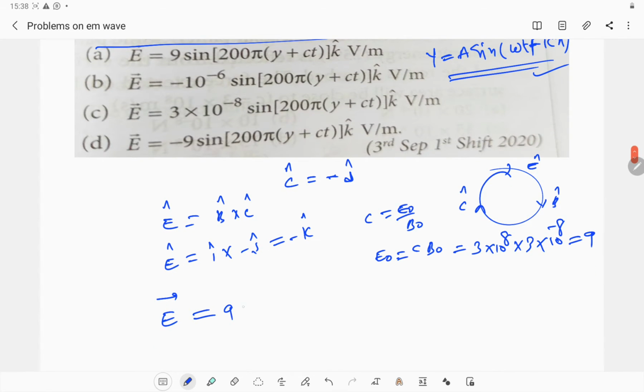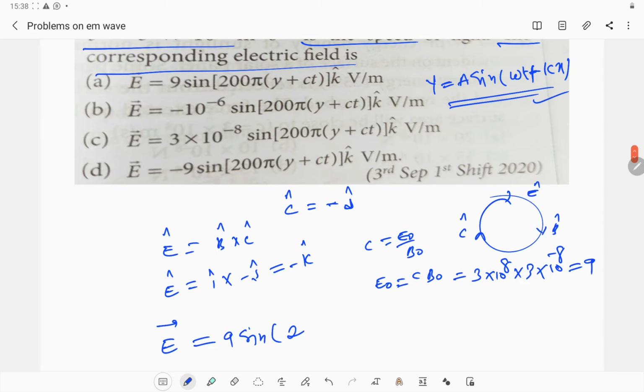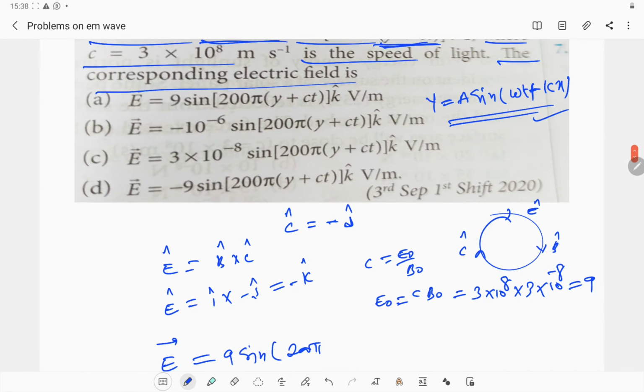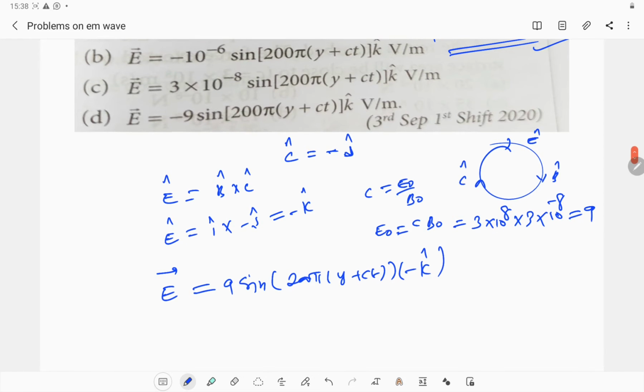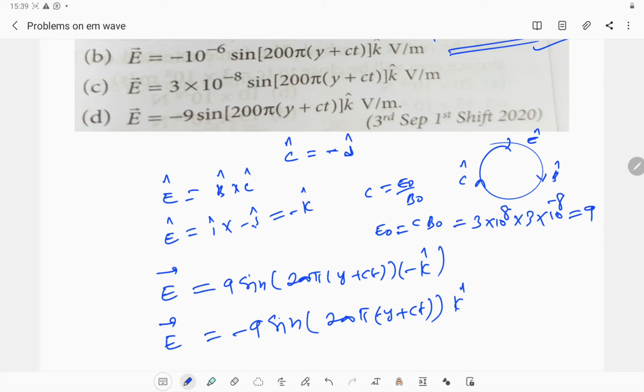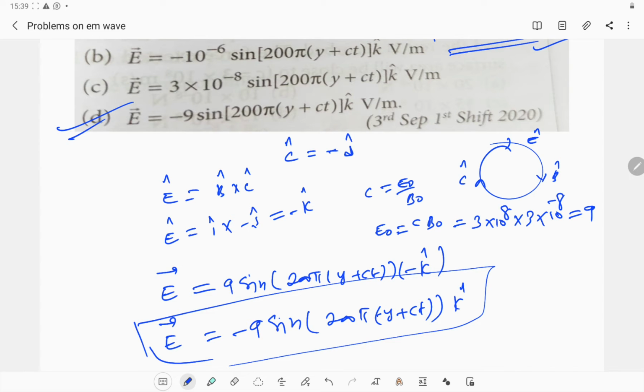sine, same as B, sine 200 pi into y plus ct, but its direction is minus k cap, therefore minus k cap. This becomes E bar is equal to minus 9 sine 200 pi into y plus ct k cap. This is the final answer. Therefore, E bar is equal to minus 9 sine 200 pi y plus ct k cap. Answer D is the correct answer.